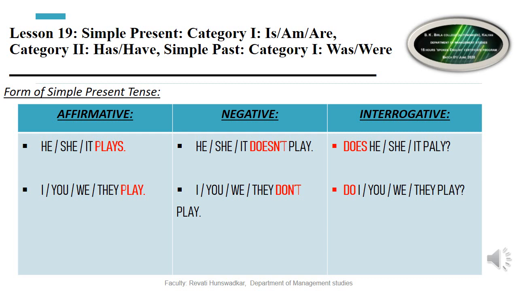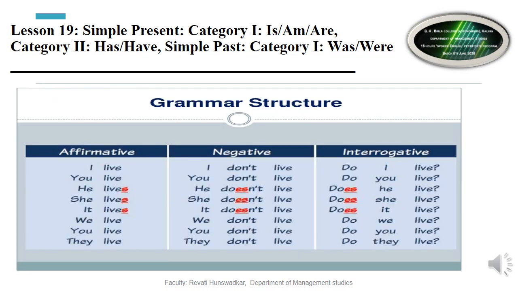Same. I play. It is a simple and positive sentence. I play. I am playing now. Negative: I don't play. I am turning my sentences. I am not playing. I don't play. Interrogative: Do I play or do you play? So, asking a question. Here are some grammar structures for you to understand the forms of simple present tense better.